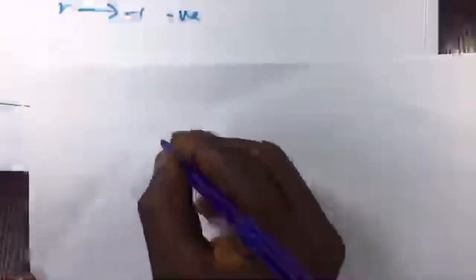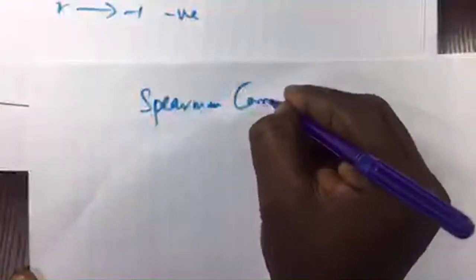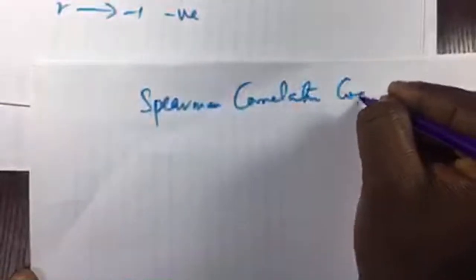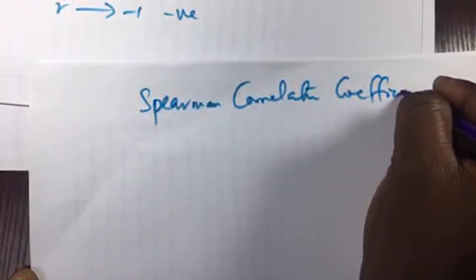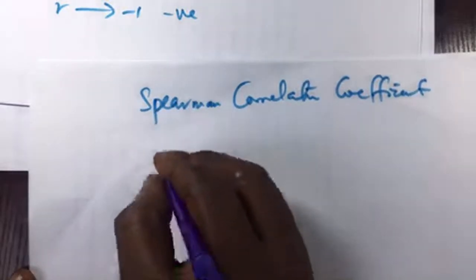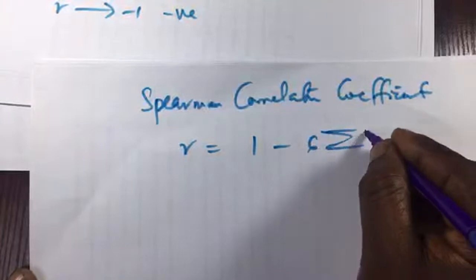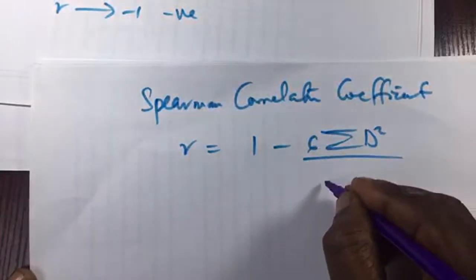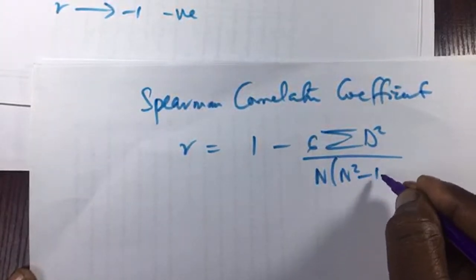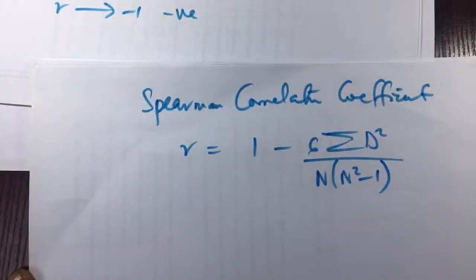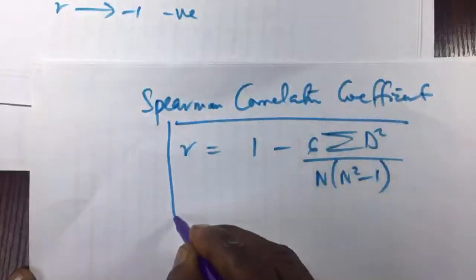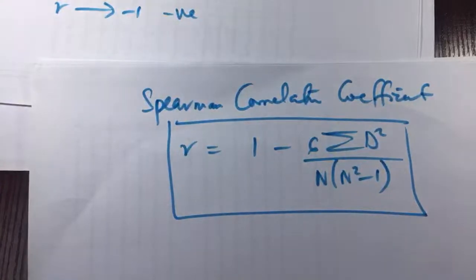So what is the formula for the Spearman rank correlation coefficient? So let's put it here: Spearman correlation coefficient. The formula is R equals 1 minus 6 summation d squared all over n times n squared minus 1. This formula is the formula for obtaining the Spearman rank correlation coefficient.